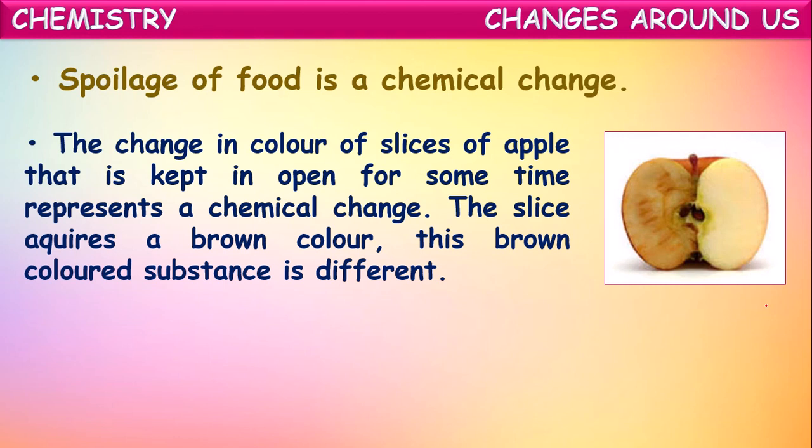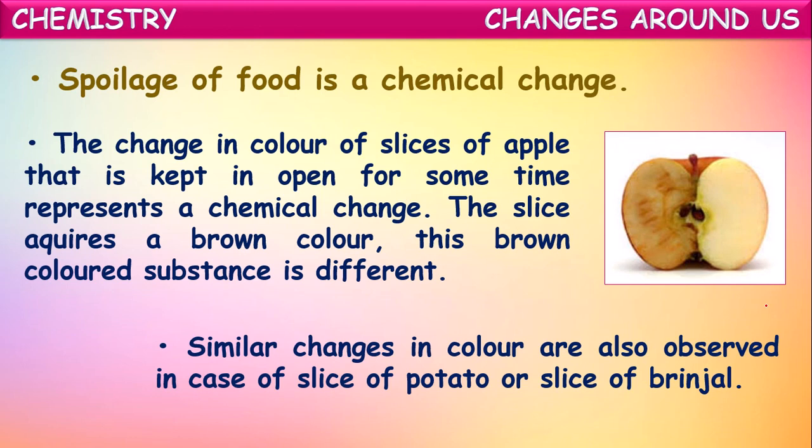This brown colored substance is different from the original substance of that apple because the molecules in that white colored substance slowly react with atmospheric air and form a new substance which is seen in brown color. So we can say it is a chemical change.